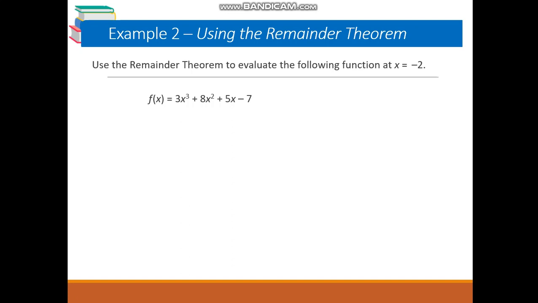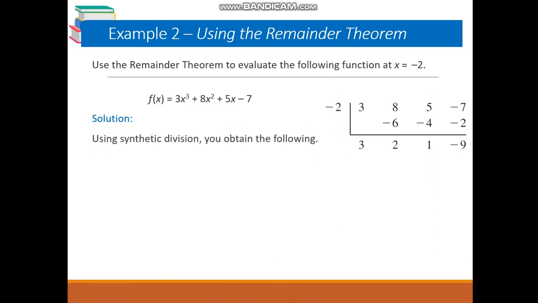Okay, so in this example, we want to use the remainder theorem to evaluate the function at x equal to -2. So we're going to divide this polynomial by -2. So, right, we start off by writing in the coefficients. So 3x cubed, there's a 3, 8x squared, 5x minus 7. So I bring down the 3.